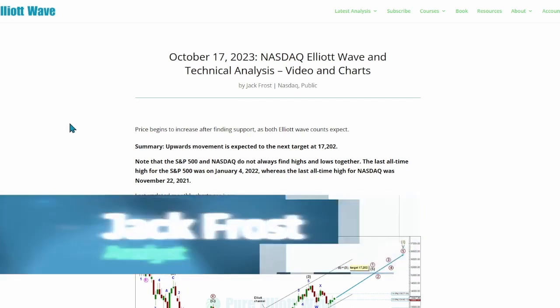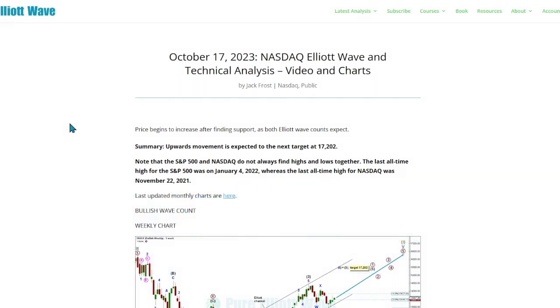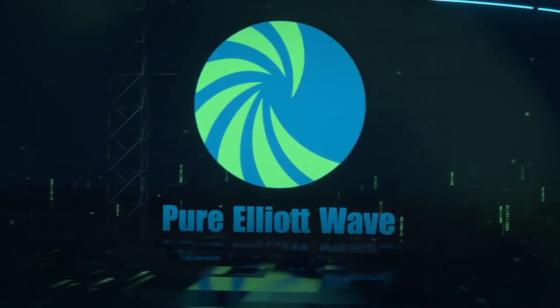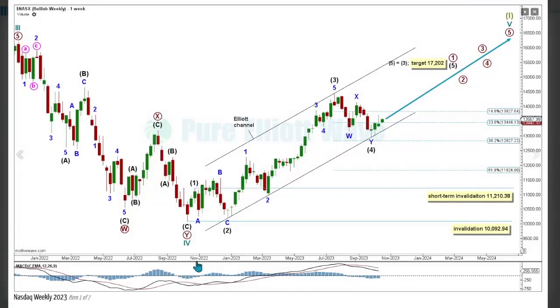Overall price has begun to increase after finding support as both Elliott Wave counts expect. Elliott Wave first, technical analysis last. On the main bullish weekly chart, cycle wave 4 is seen complete at this low, with cycle wave 5 within super cycle wave 1 now pulling price higher.